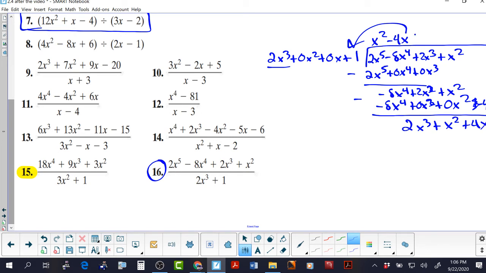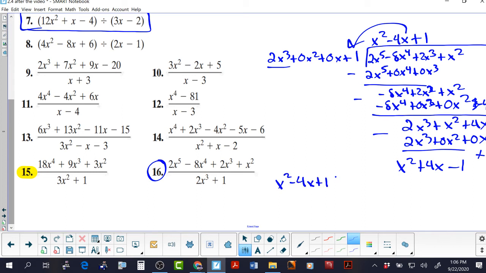So we need to multiply by 1. So 2x to the third, 0x squared, 0x. And then on the end here, I ran out of room, and there's a plus 1. So when we subtract, we get x squared plus 4x minus 1, because that's going to be 0 minus 1. That gets you that negative 1. Well, x to the third doesn't go into x squared, so we have x squared minus 4x plus 1 plus x squared plus 4x minus 1 over 2x to the third plus 1.